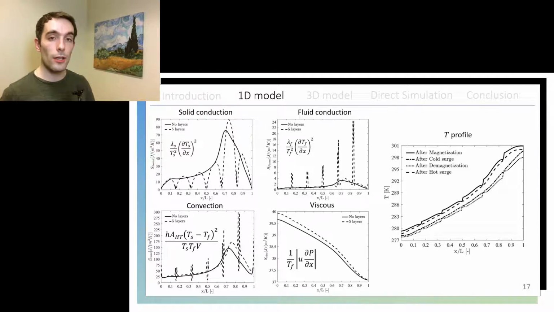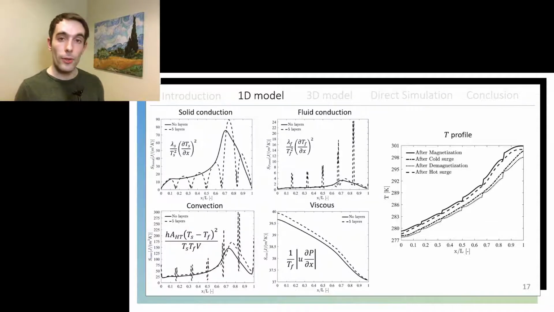So starting from the solid conduction, we can see how it dips every time we insert one of those insulator layers. And well, as we see in the temperature profile on the right, those insulator layers hold an increased amount of the temperature gradient of the regenerator. And as a consequence, the temperature gradient of the magnetocaloric material is reduced. And because of those increased temperature gradients that are held by the insulator layers, we see those spikes in the generated entropy by fluid conduction.